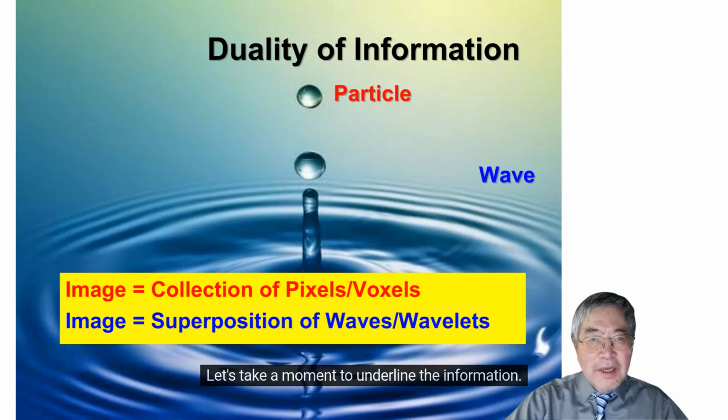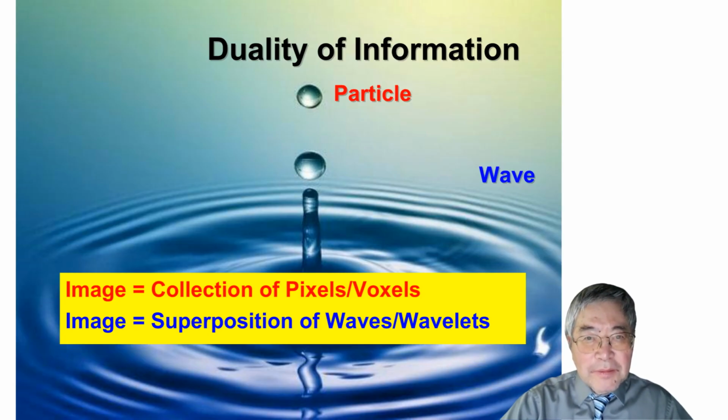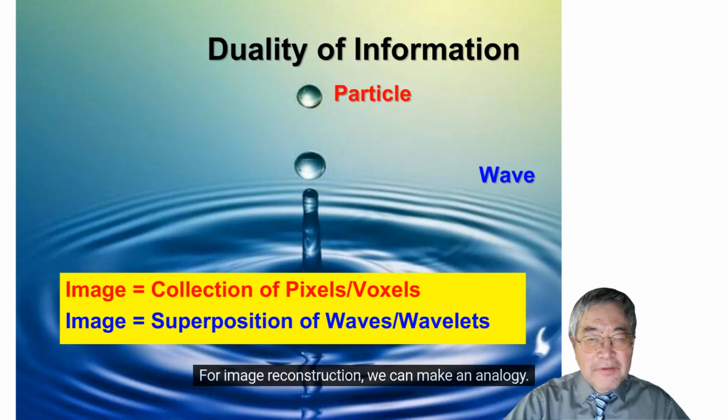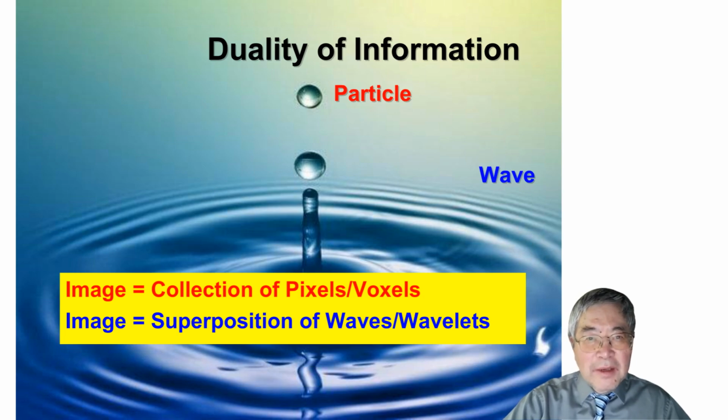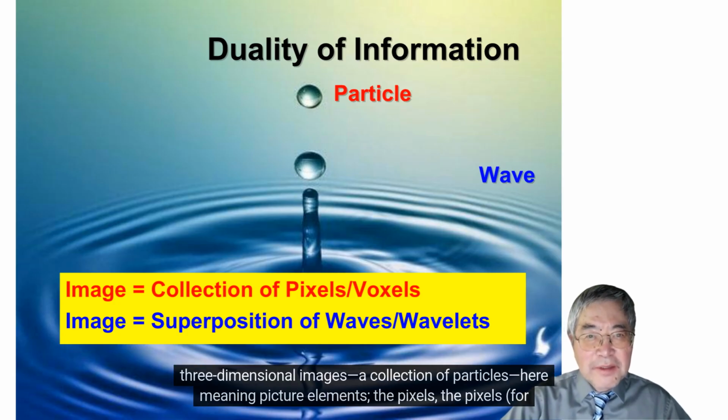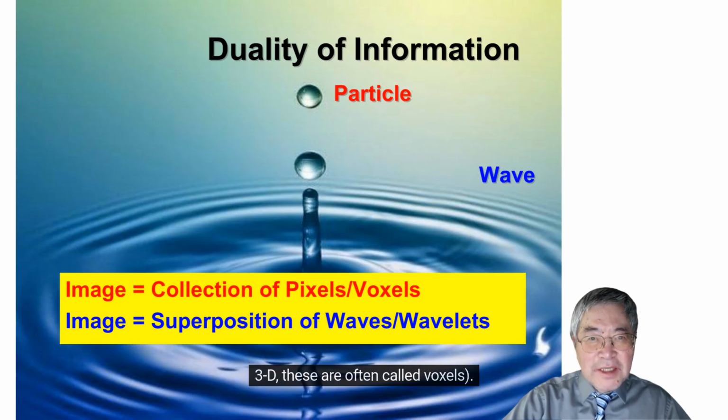Let's take a moment to underline the information. Like in physics, we have a particle property and a wave property. For image reconstruction, we can make an analogy. We can view the underlying image in two ways. First, we view the image as a collection of pixels if the image is two-dimensional, or as pixels for three-dimensional images, a collection of particles, here meaning picture elements. For 3D, these are often called voxels.